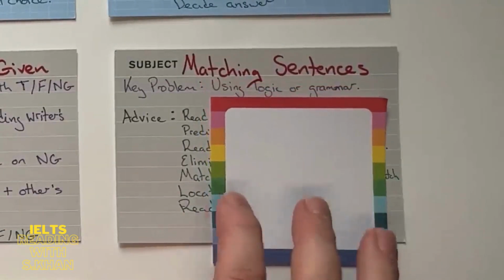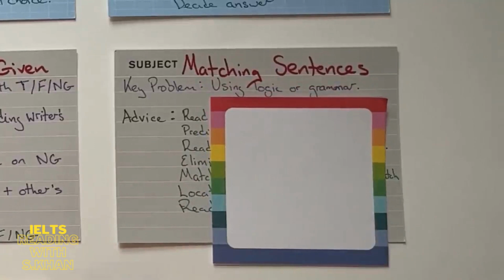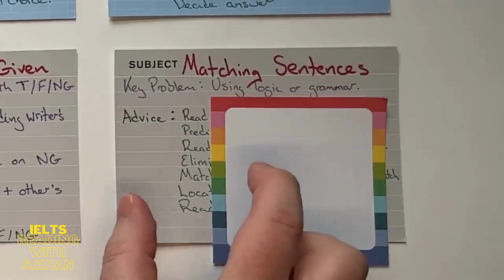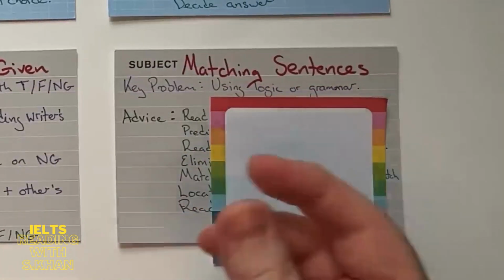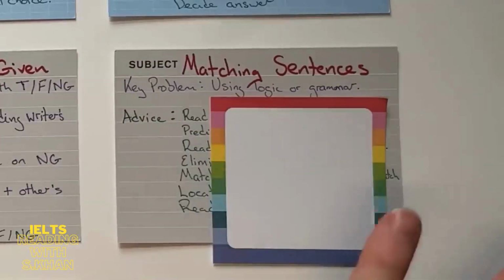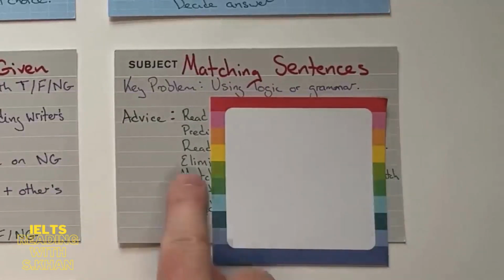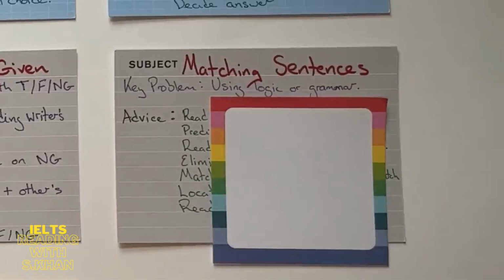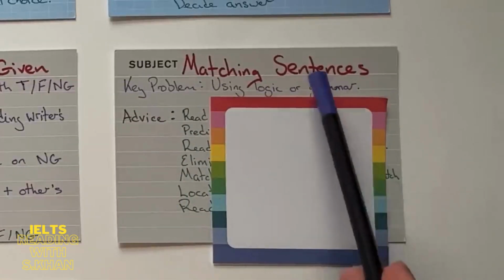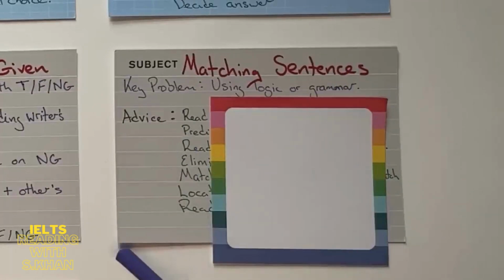Key problem is using logic or grammar. You'll be given the beginning of a sentence, and what people do is, instead of looking at the text, they will use their own logic. So before they even look at the text, they'll look at the sentence endings and think that's logical, those two go together. They're trying to find the answer without taking the time to actually look at the text, or they think this is grammatically correct, so I'll just use that type of logic. Everything should be based on what it says in the text, not what you think logically or grammatically works.